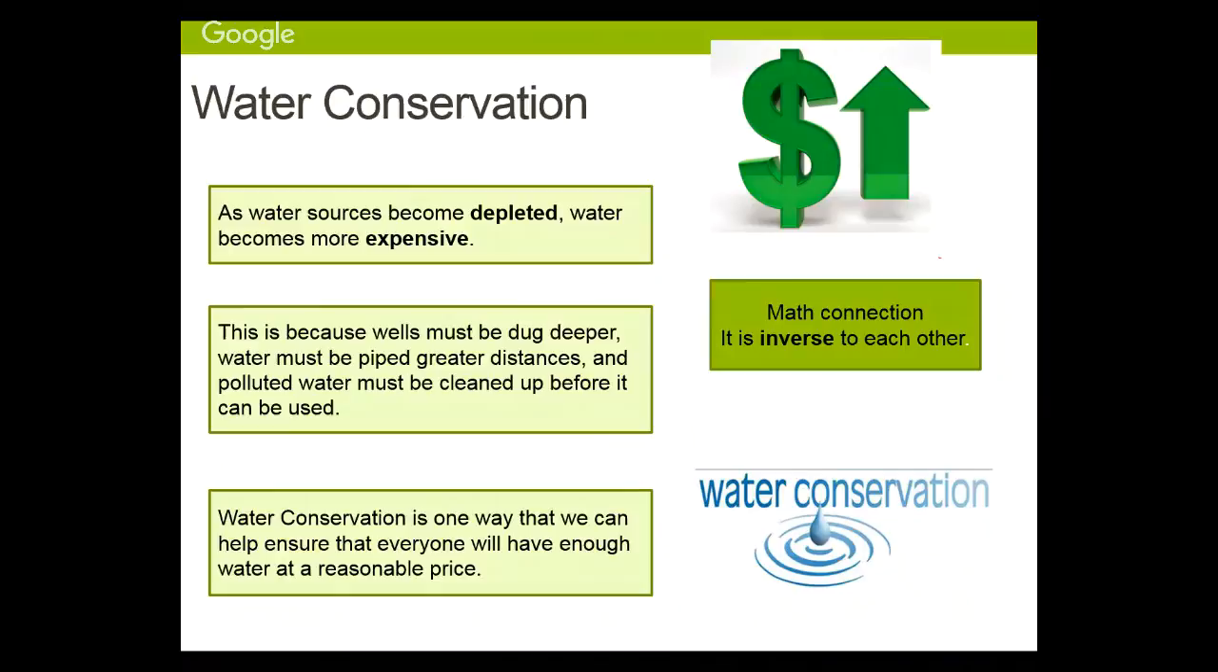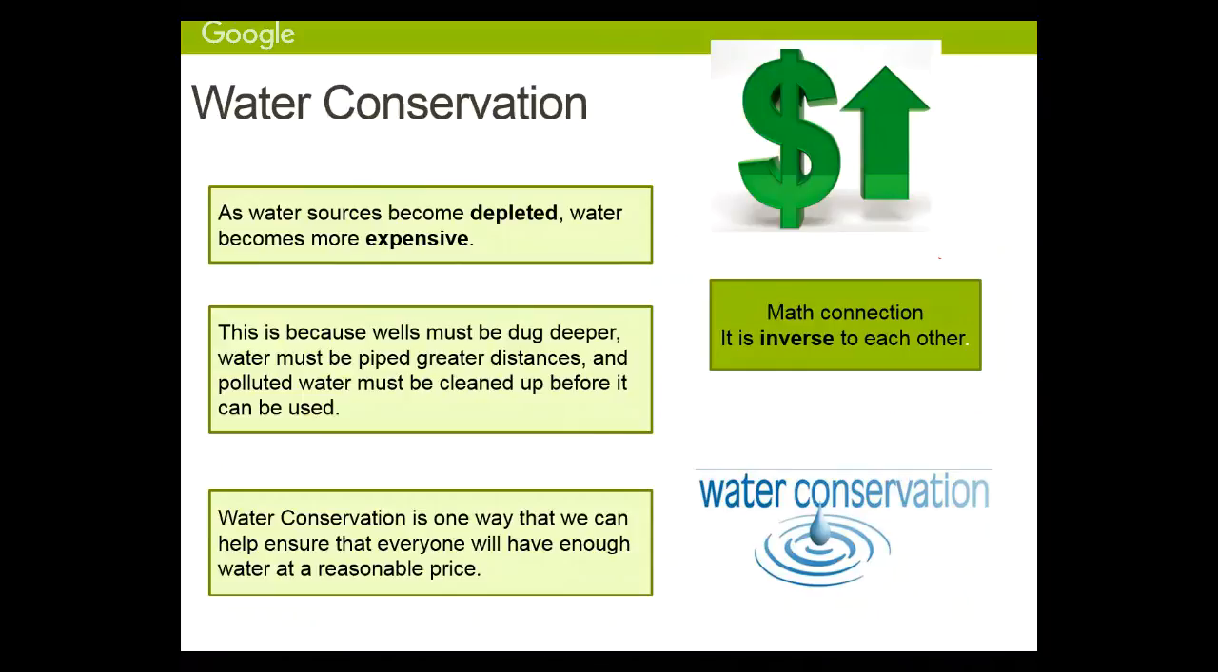Water conservation is really important when we're talking about fresh water. We have so much water on the earth, but a very small percentage of it is actually drinkable. And so as water sources become depleted, as our population increases, water can become more expensive. And there's an actual math connection to this, and it's an inverse to each other. So as water sources decrease, water becomes more expensive. So the cost of water increases.